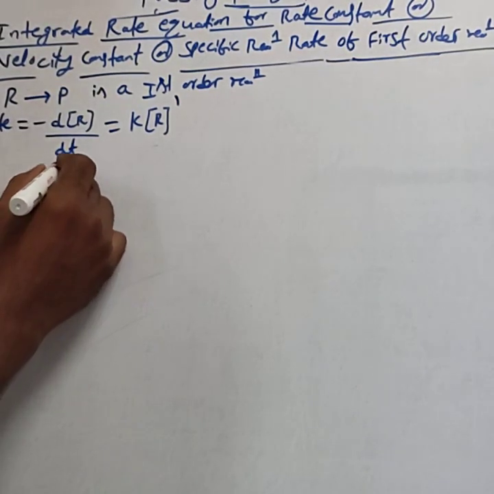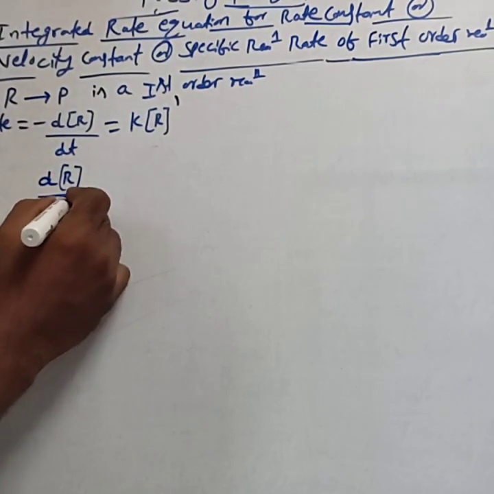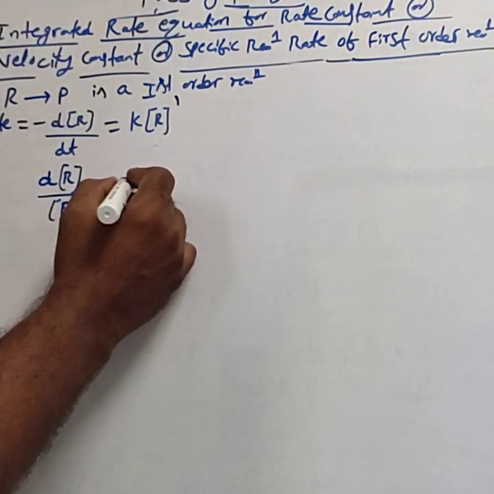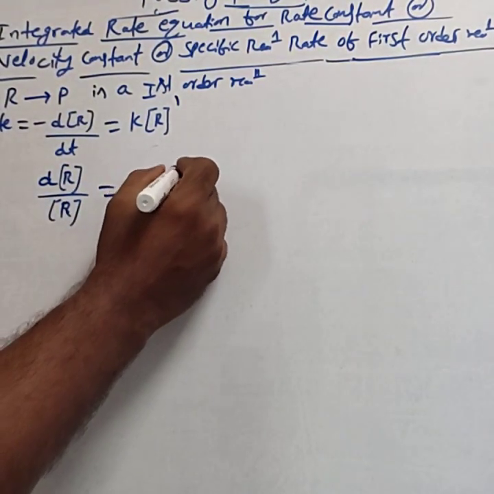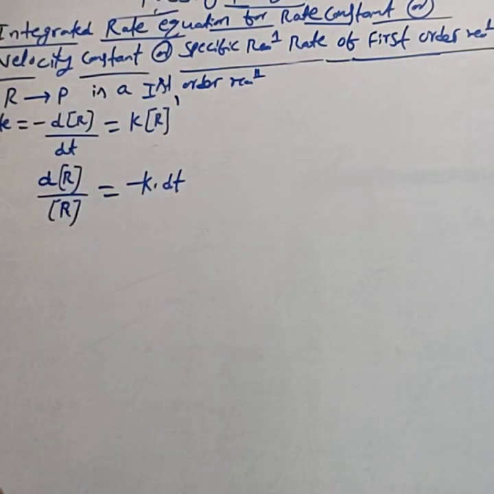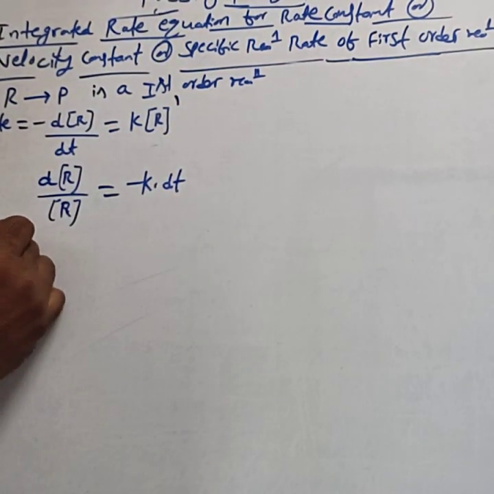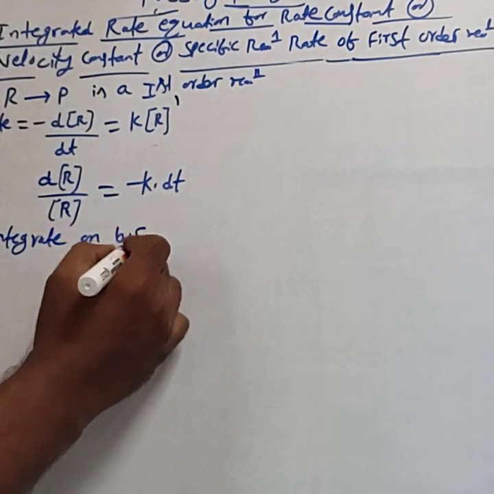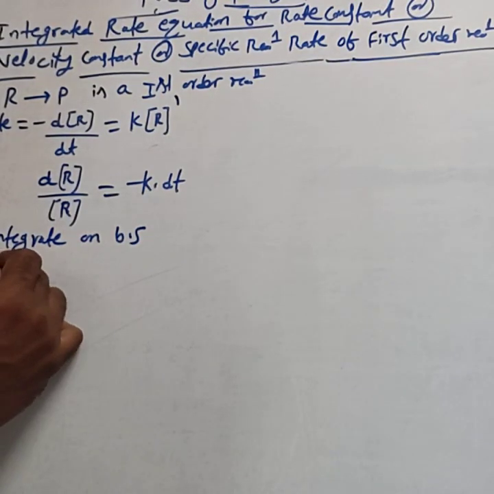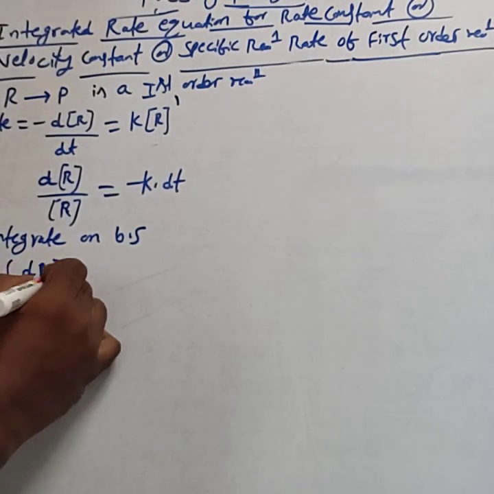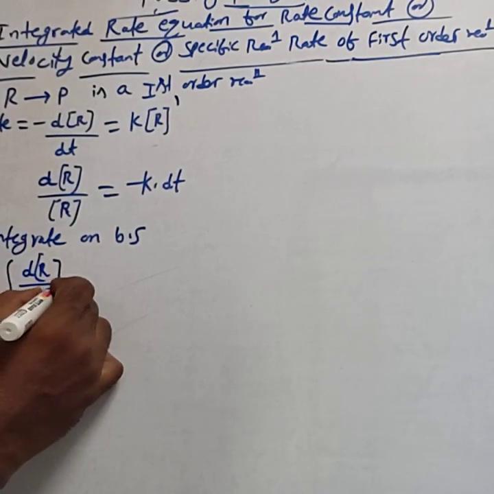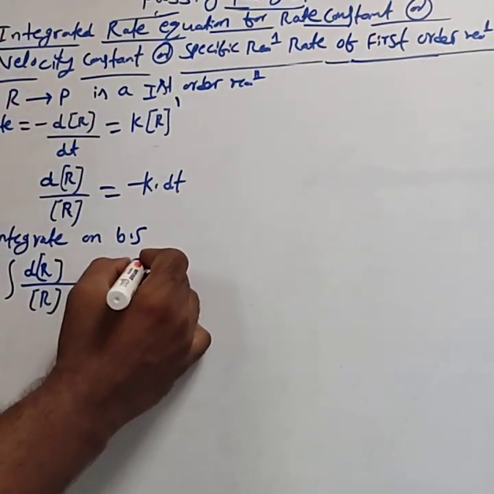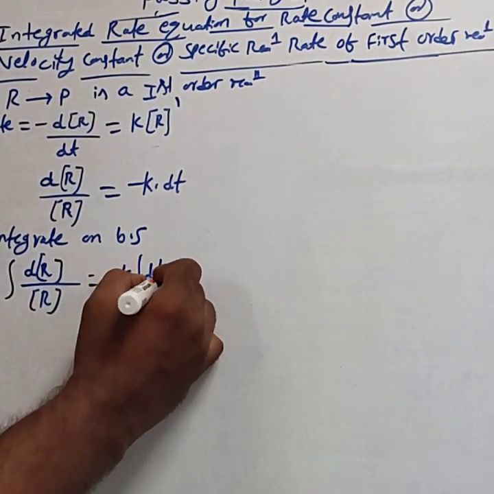by R, R power 1 means R. dR by R equals minus K into dt. Integrate on both sides. Then the integral of dR by R equals minus K, K is constant, integral of dt.